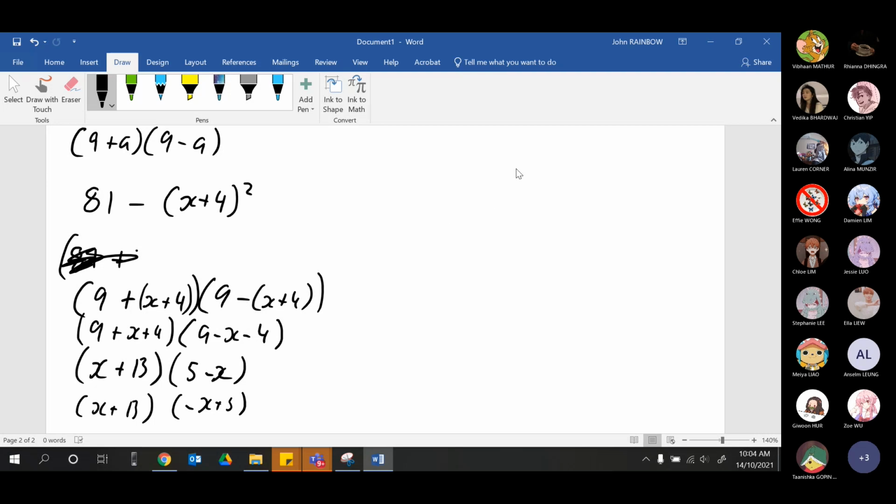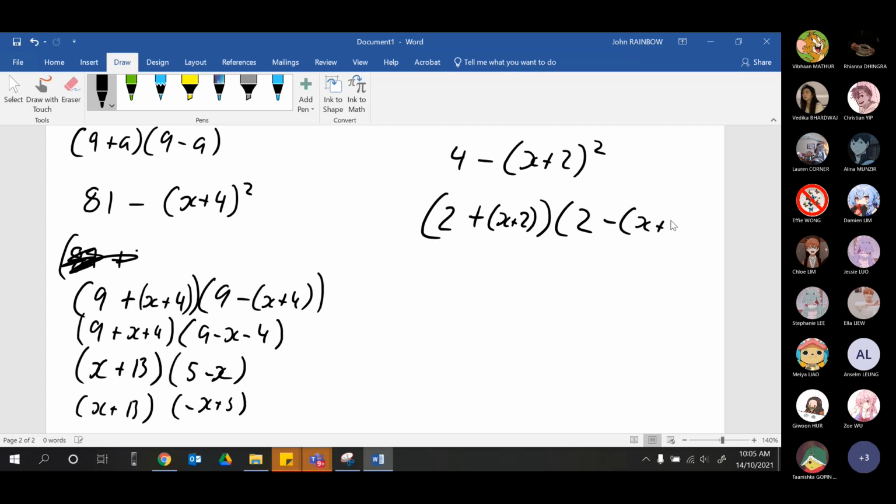I will do just the last one of this. 4 minus x plus 2 all squared. Can I take out a common factor? No, I can't. So 4, that's going to be 2. That's going to be 2, right? Because that's a positive. I have to have a positive of x plus 2, because that's all squared, because I'm square rooting it, minus x plus 2. Notice I put in brackets. That's going to be x plus 4.